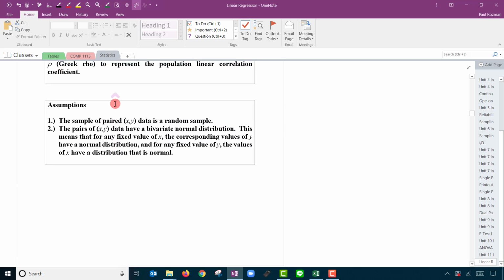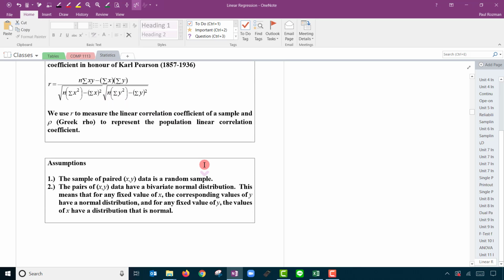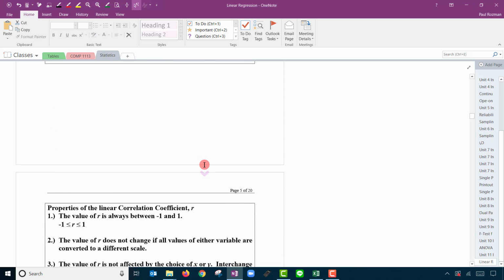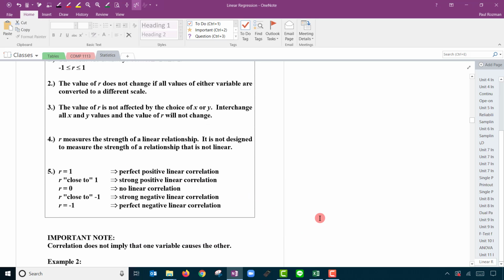You saw the formula for it is not very friendly. You have sums of products and individual sums that we then take the product of, sum of squares for each variable. It's tedious to do that by hand, especially with any large data set. So we'll pretty much rely on our calculator or software to do this. So that's how we will interpret this value.